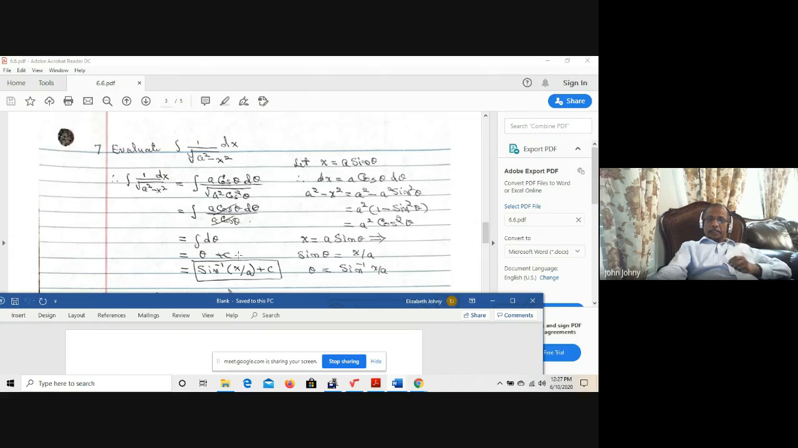Now what is theta? X is a sin theta, so sin theta is x over a, therefore theta is sin inverse x over a. So sin inverse x over a plus c is the antiderivative of 1 over square root of a square minus x square.